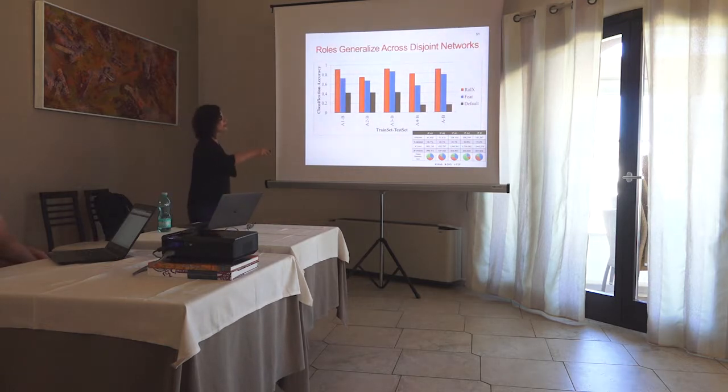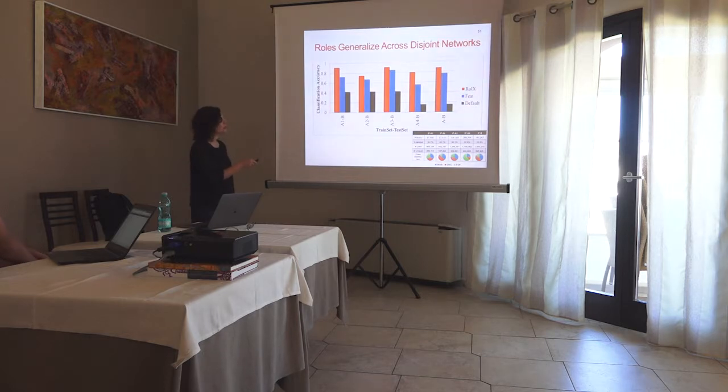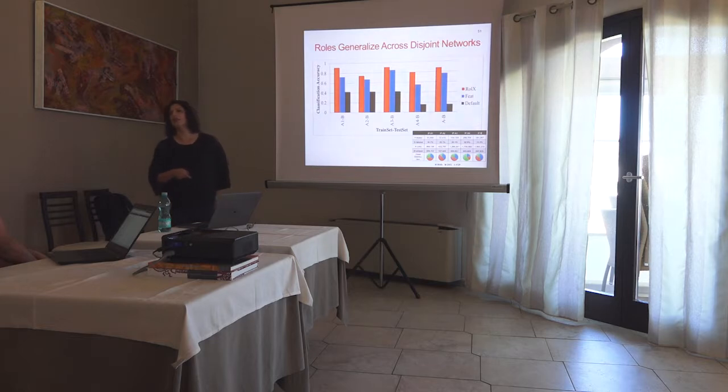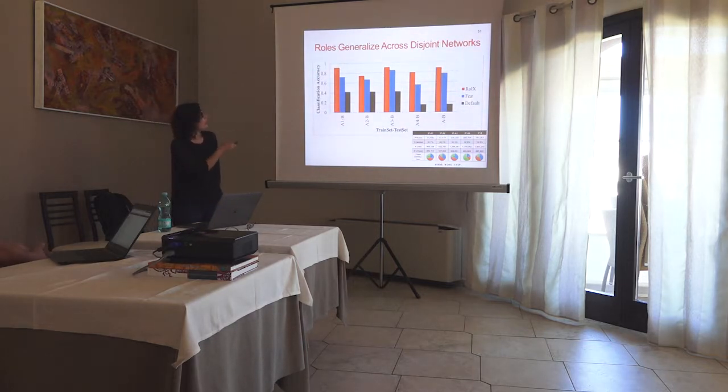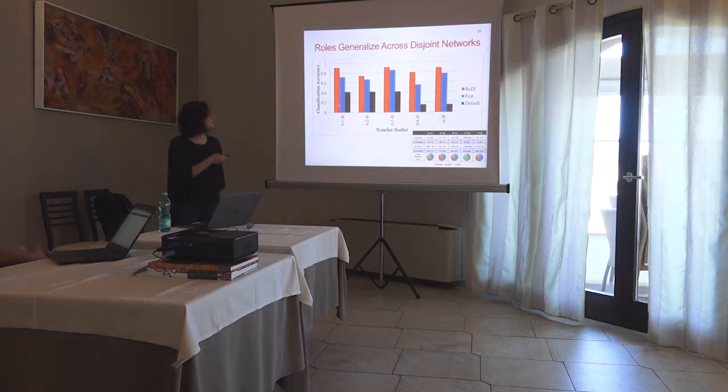So here, on the x-axis, I'm showing you what training set I used and what testing set I used. On the y-axis, I'm showing you the classification accuracy. The black bar is the default, or how hard the task is, which is the most prominent class in my train set. Remember, in my test set, or the target network, I have no labels. Because I have no labels, I cannot do inference on it. The red bar is the classifier I learned based on the roles. The blue bar is the classifier I learned based on the features. The difference between the red and the blue is statistically significant at a p-value of 0.01, and basically the red is higher than the blue.